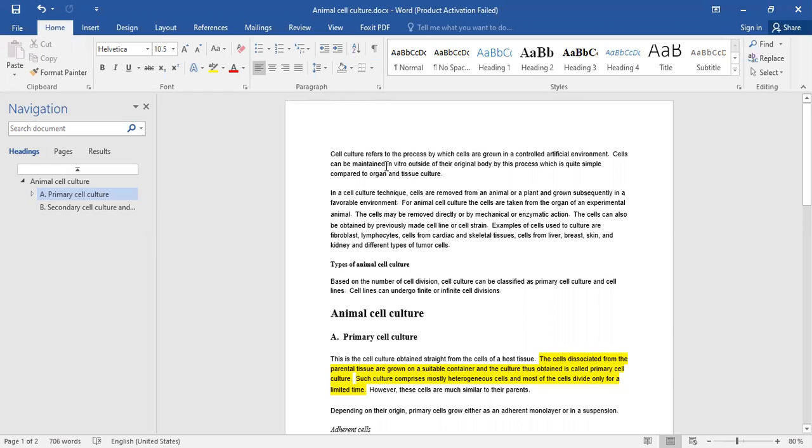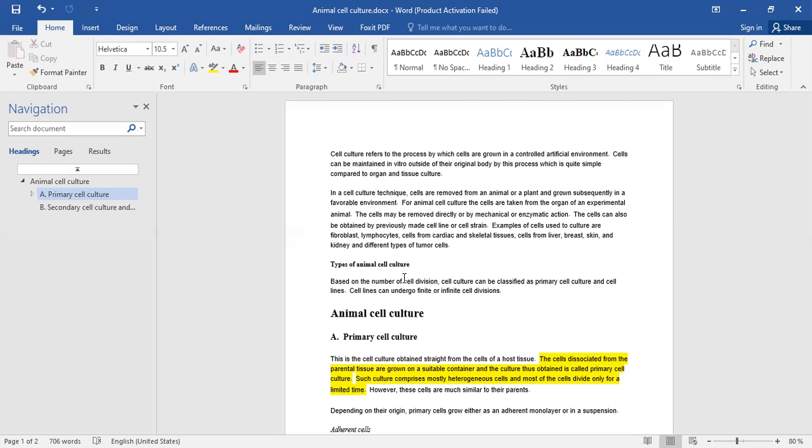So cell culture is the process which refers to cells grown in a controlled artificial environment. It means they are grown in in vitro conditions. Okay. So it is clear what animal cell culture is. Animal cell culture is the technology used for growing animal cells in an artificial medium in in vitro conditions. On the basis of this, there are two types of cell culture technologies: the primary cell culture and the secondary cell culture.